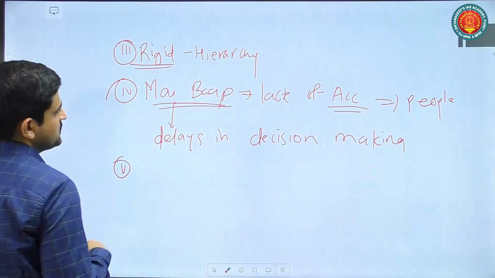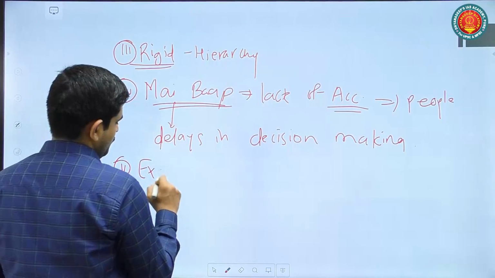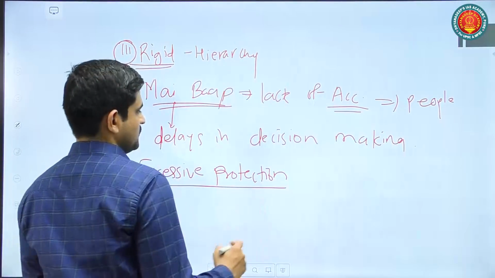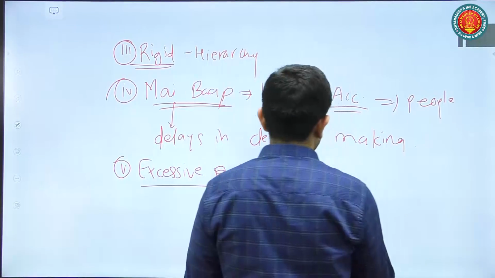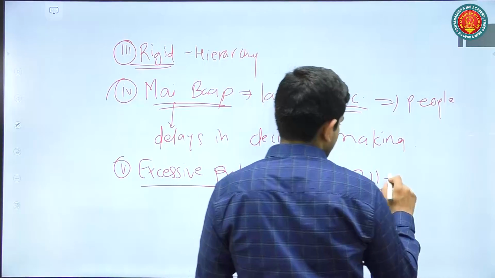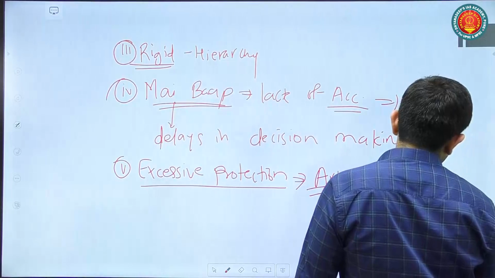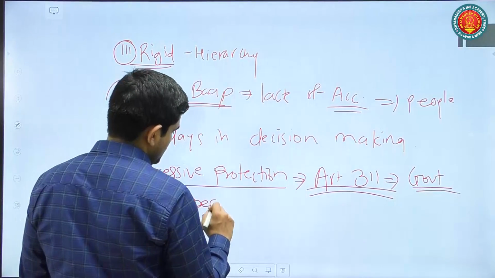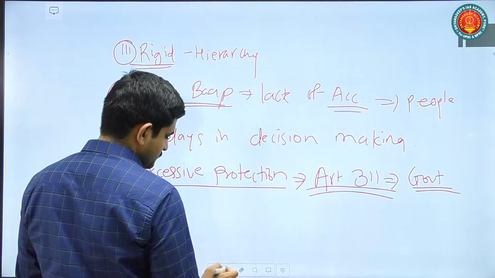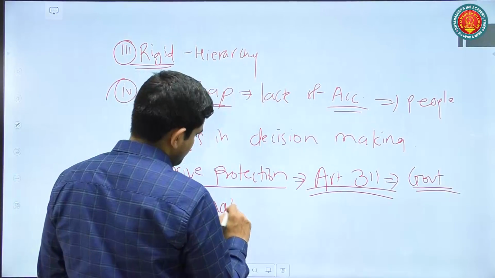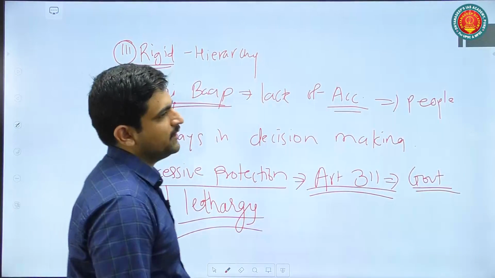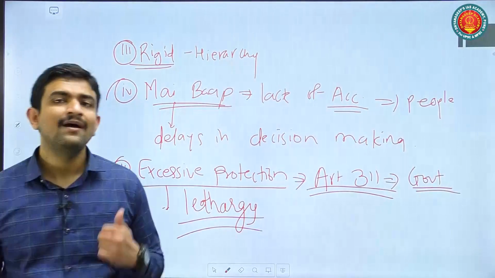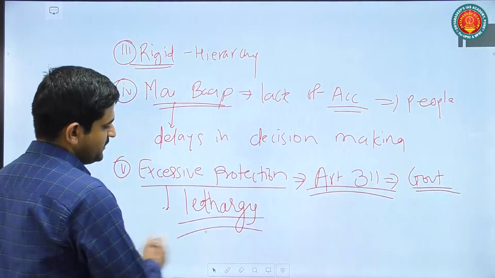Then another traditional structure you can talk about is excessive protection given to the civil servants. For example, excessive protection is given under Article 311. So despite having corruption allegations, you need the government's permission to investigate that officer. So that has again resulted in a kind of excessive protection, and also excessive lethargy, that once you are selected in UPSC and become an officer, then everything is okay, you become less accountable to the people. That attitude we need to change, so that also is a problematic attitude.